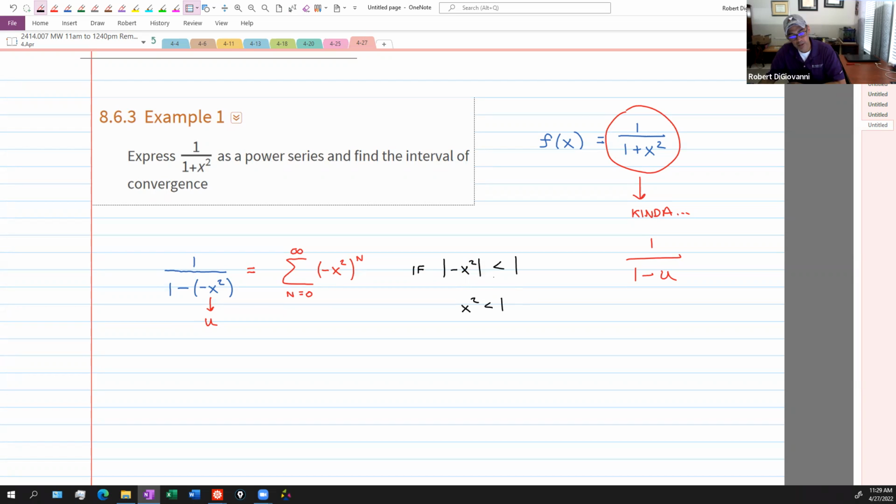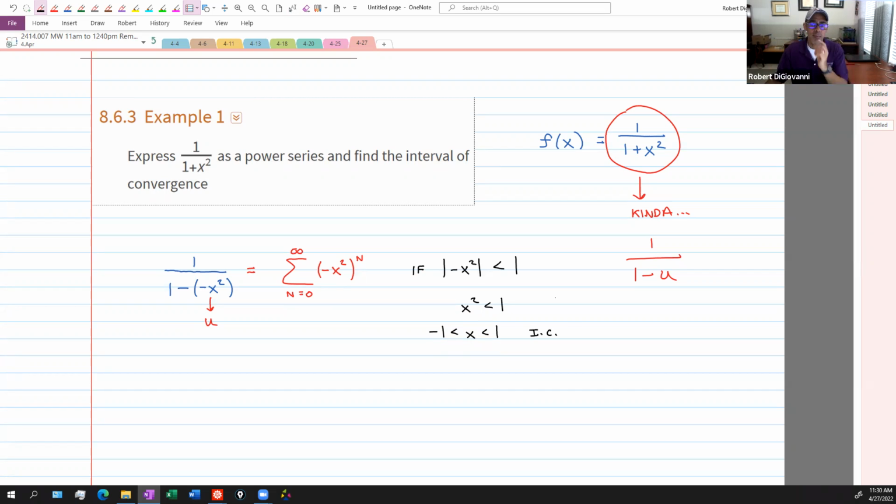Which means that, well, what does that mean? X must be between 1 and negative 1. Right? Because if I take any number and square it and I need it to be less than 1, even if it starts out negative, as long as I'm between 0 and 1, I should be okay. So this would be my interval of convergence, as long as I'm between negative 1 and 1.